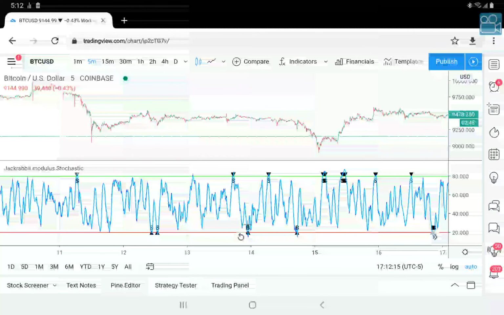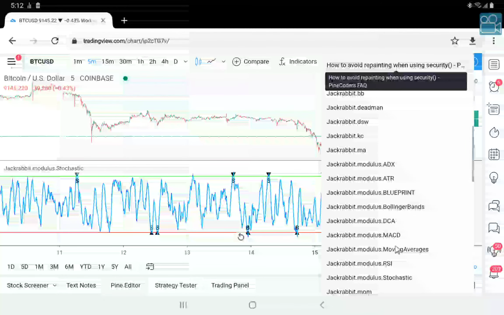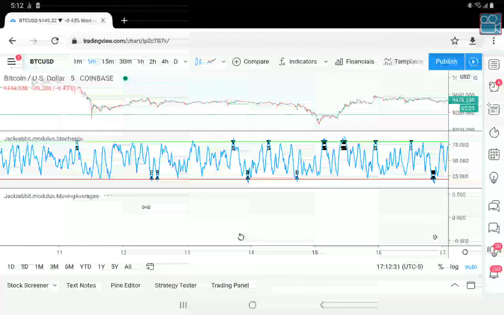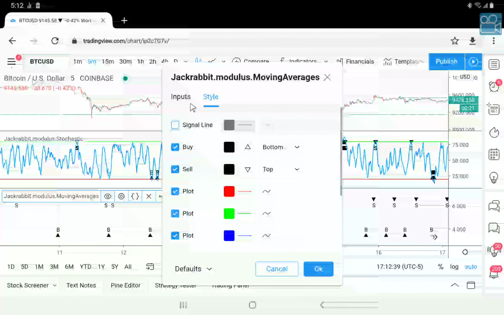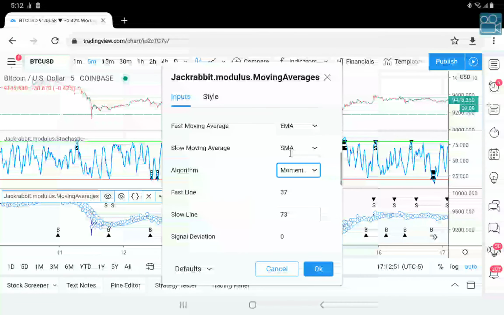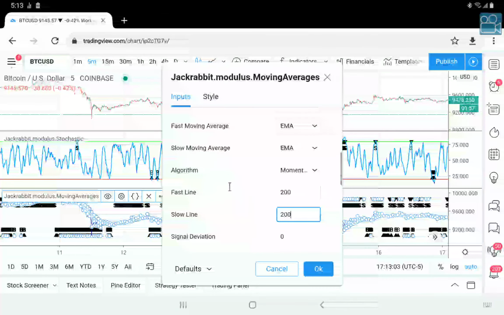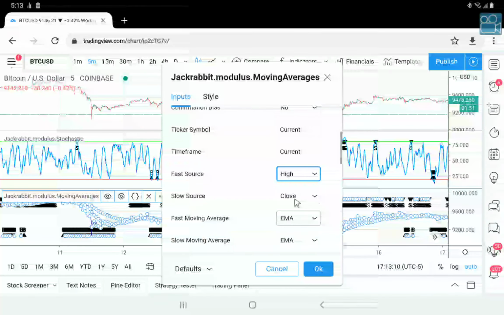For example, if you wanted to use stochastic, because it is such a wonderful leading indicator, the way you can weed out the false signals with the moving averages, come in here, turn off the signal line, turn on the chart, come down here, set this to momentum, make sure your fast and slow are identical, and I'm going to do a simple 200 EMA momentum, and I always prefer a high-low combination. I just find it produces very good results.